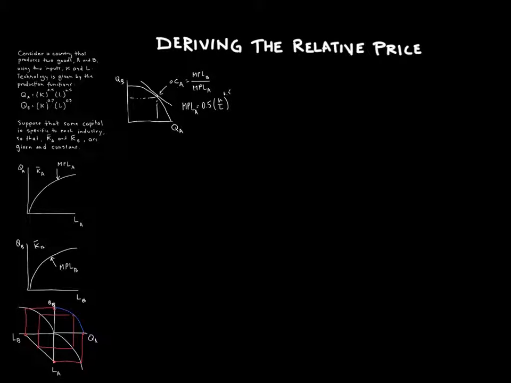We can now see that as we produce more and more of good A, that is, as output QA increases, the opportunity cost of A would actually increase as well. That is, the slope of the PPF gets steeper and steeper as we produce more and more of good A.